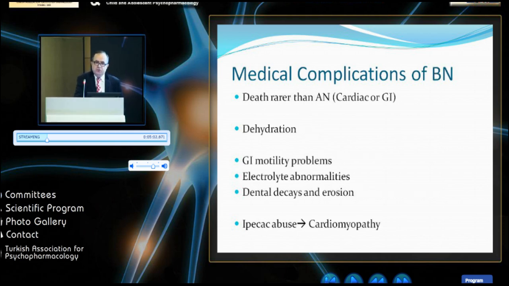In bulimia, because of the binging and purging behavior, obviously we have more electrolyte abnormalities, dehydration, dental decay and erosion, and gastroesophageal symptoms. Ipecac abuse used to be very common in the United States to induce vomiting. In the old days, it was recommended to induce vomiting after overdoses or poisoning. It is removed now from kitchens and medication supply rooms in most households in the U.S., but that might be an issue in some countries. If you have patients abusing these, it can cause cardiomyopathy. Here is a continuation of the side effects.